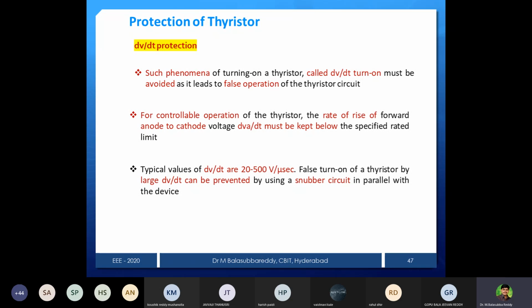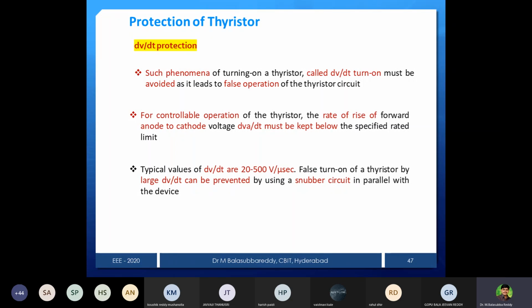Then how do we keep this rate lesser? That is the reason we can use a snubber circuit. In a thyristor, the large dV by dt can be prevented by using a snubber circuit. So what is the snubber circuit? That also I mentioned yesterday. Strictly speaking, only one capacitor is sufficient to prevent the dV by dt, because one capacitor connected across the device will limit the dV by dt.